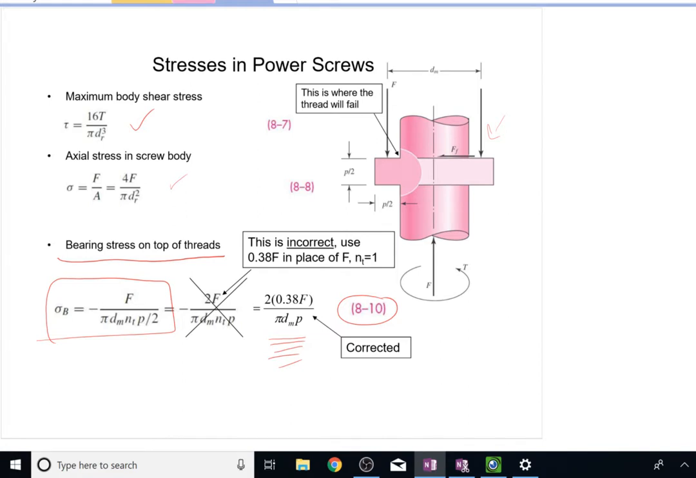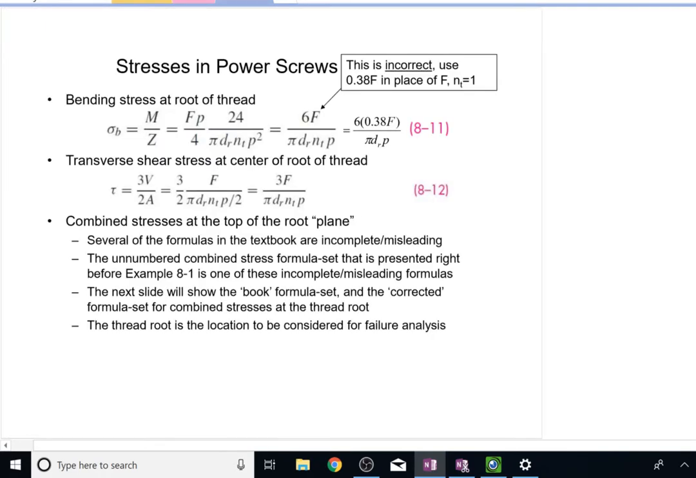If you're looking for the bearing stress, it's the stress on this surface right here, the top surface or bottom surface, depending on which way you're rotating this thing. That's definitely a failure criterion for these threaded devices. Again, bending stress at the root of the thread is a typical failure point for power screws and screws in general. And this is all the stuff that's in the book.